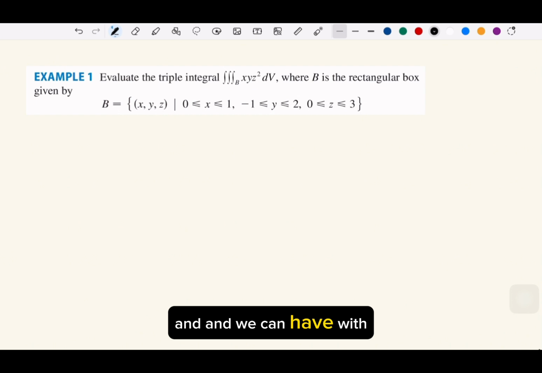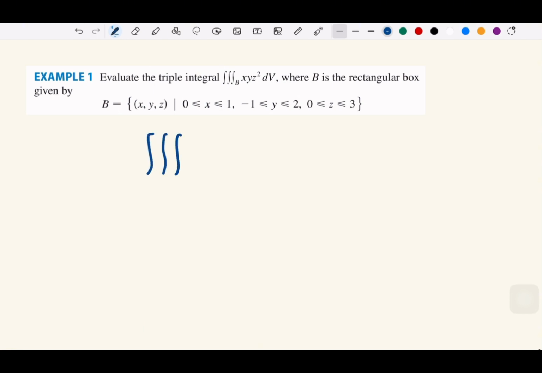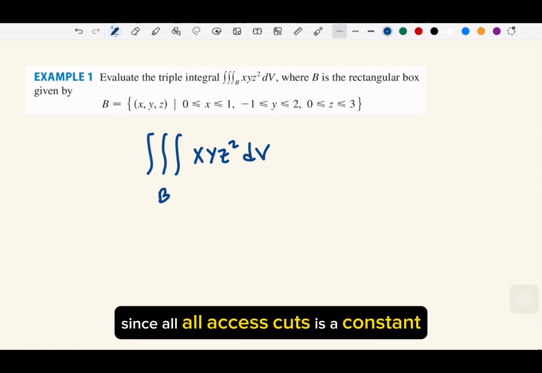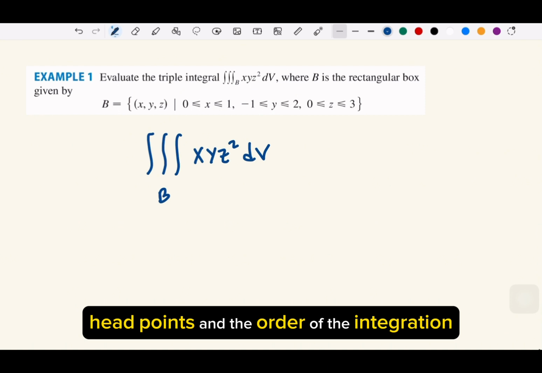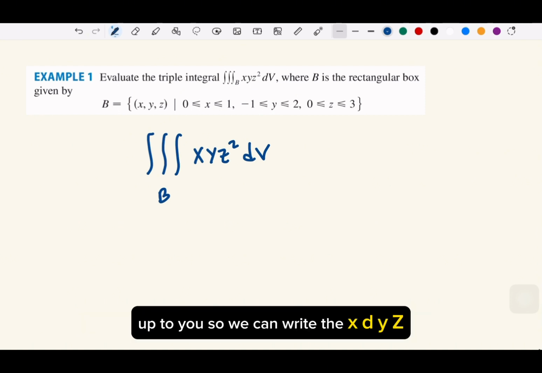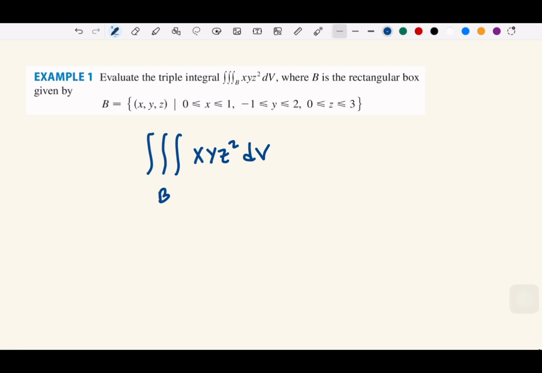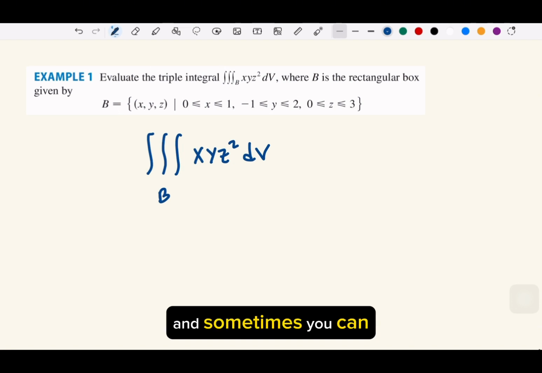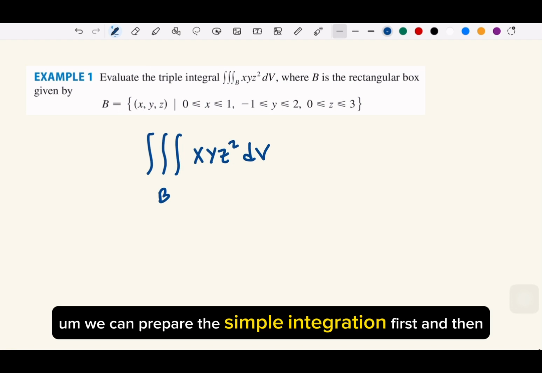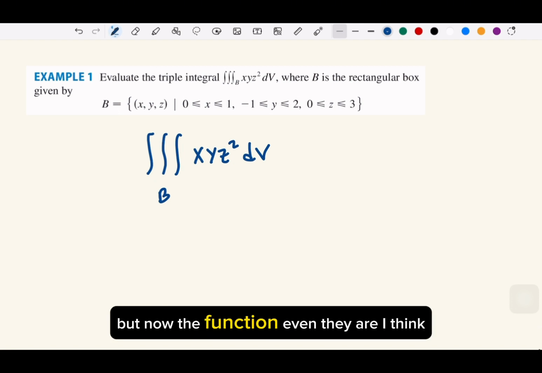So for example, if we write first the functions, see, all the axes are constants. They are all constant. So we can write this B, the endpoints, and the order of the integrations is up to us, okay? Up to you. So we can write dx, dy, dz, or dz, dx, dy. But my suggestion is to look at what we have in the functions, and sometimes we can prepare the simple integration first, and then we can integrate easily. But now the functions, even so, I think are easy to integrate.